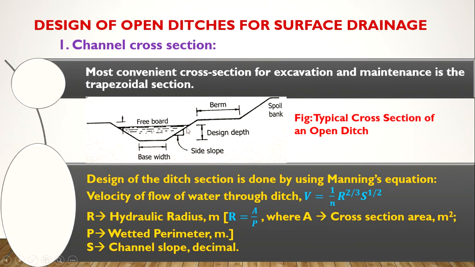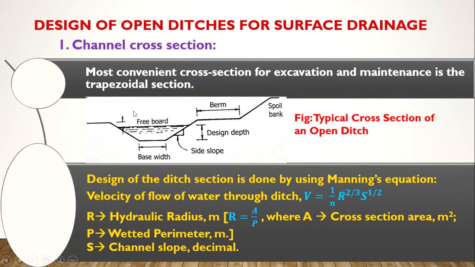Design depth means we will calculate a depth according to the depth of water to be stored in the ditch. So this is the depth of water to be stored in the ditch, and this is the design depth. And we will give an additional height for safety concern. That additional height is known as freeboard. This is for safety purpose, and this is the berm. This is a part, again given for safety purpose, for the protection of this bank. This is a spoil bank. So these are the things in a typical cross section of an open ditch.